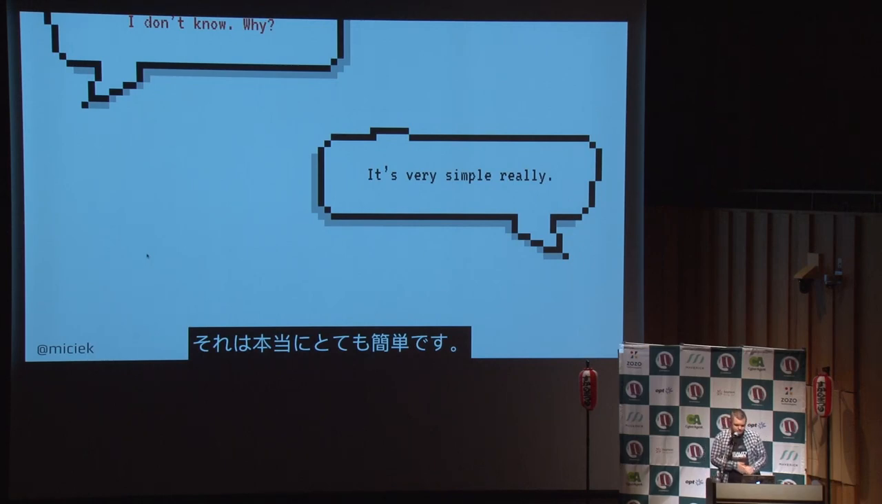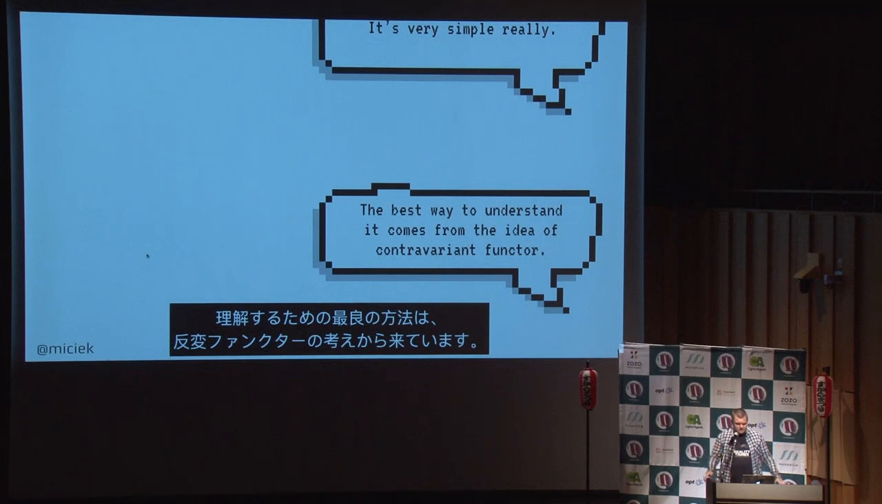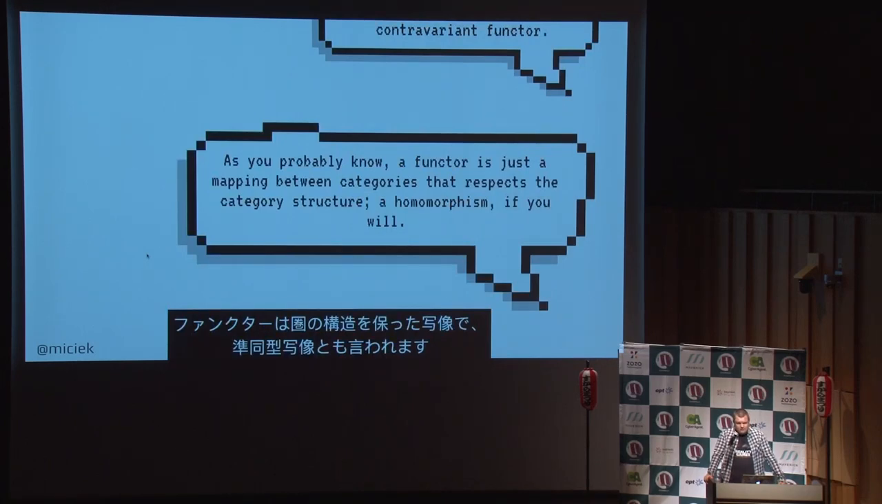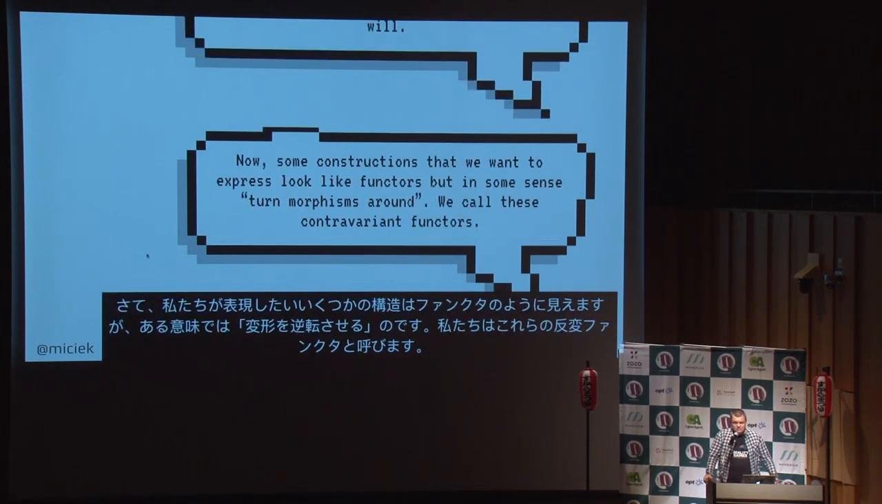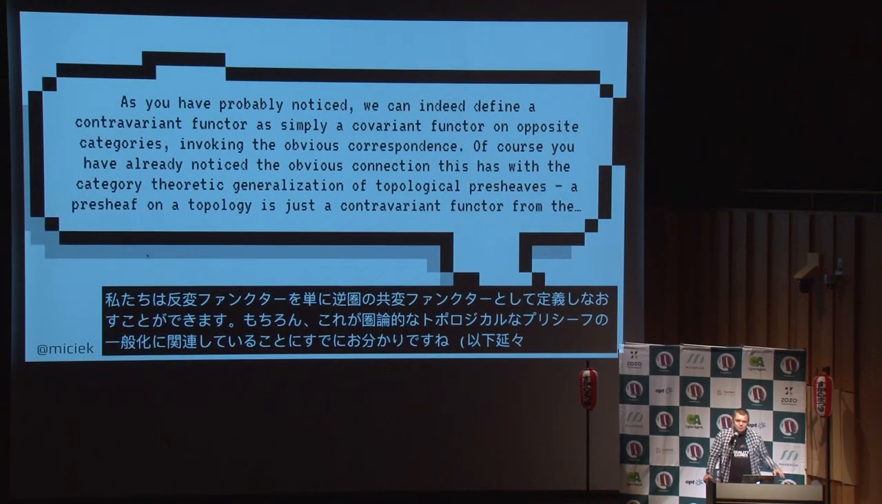It's very simple, really. The best way to understand it comes from the idea of a contravariant functor. As you probably know, a functor is just a mapping between categories that preserves category structure, a homomorphism, if you will. Now, some constructions that we want to express look like functors, but in some sense turn morphisms around. We call these contravariant functors. As you have probably noticed, we can define a contravariant functor as simply a covariant functor on opposite categories, invoking the obvious correspondence. Of course, you have already noticed the obvious connection this has with the category theoretic generalization, and so on and so forth.